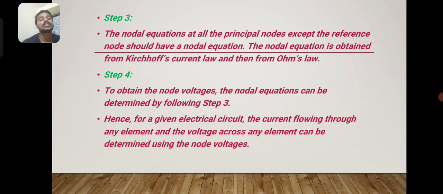Step 3. A nodal equation should be written at all the principal nodes except the reference node. The nodal equation is obtained from Kirchhoff's current law and then from Ohm's law. Step 4. To obtain the node voltages, the nodal equations can be solved. Hence, for a given electrical circuit, the current flowing through any element and the voltage across any element can be determined using the node voltages.